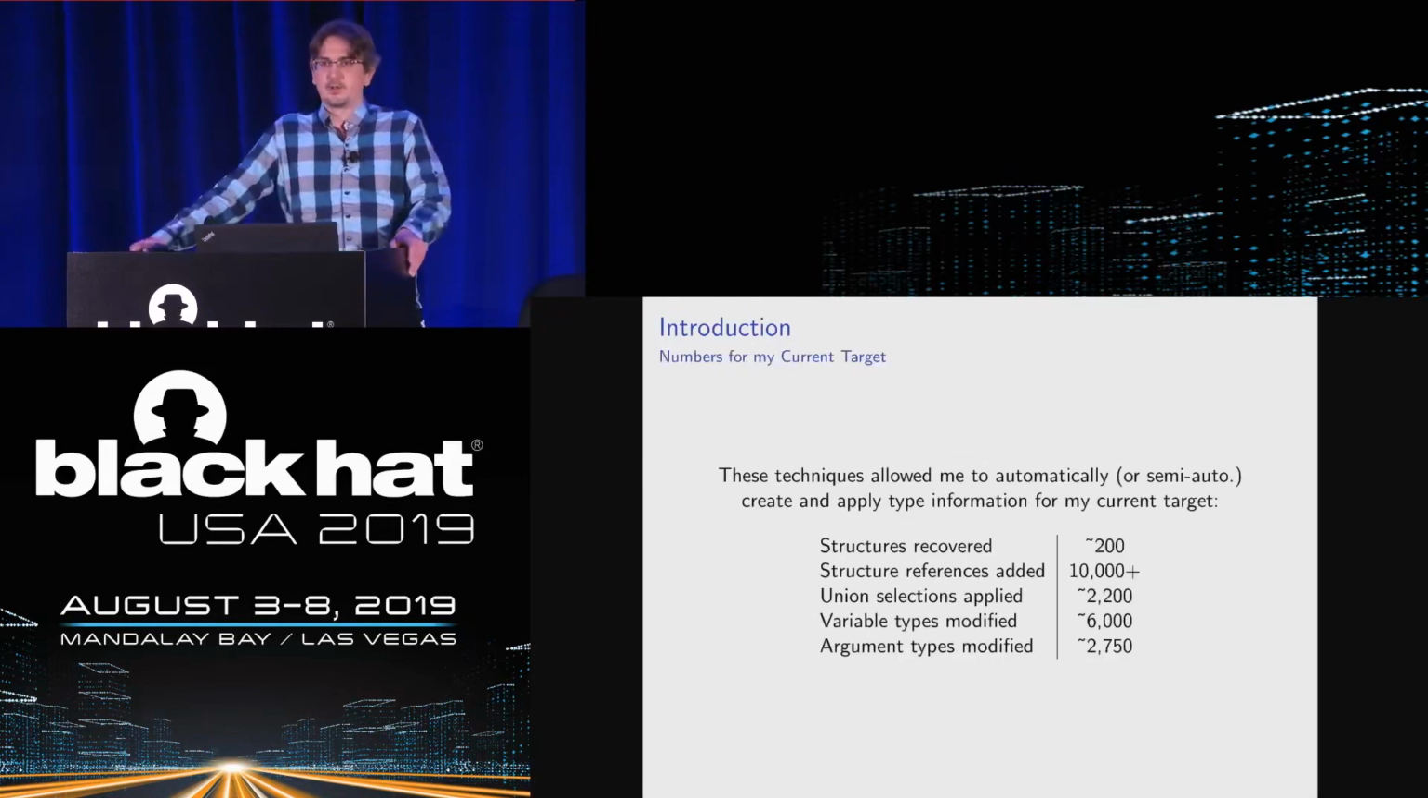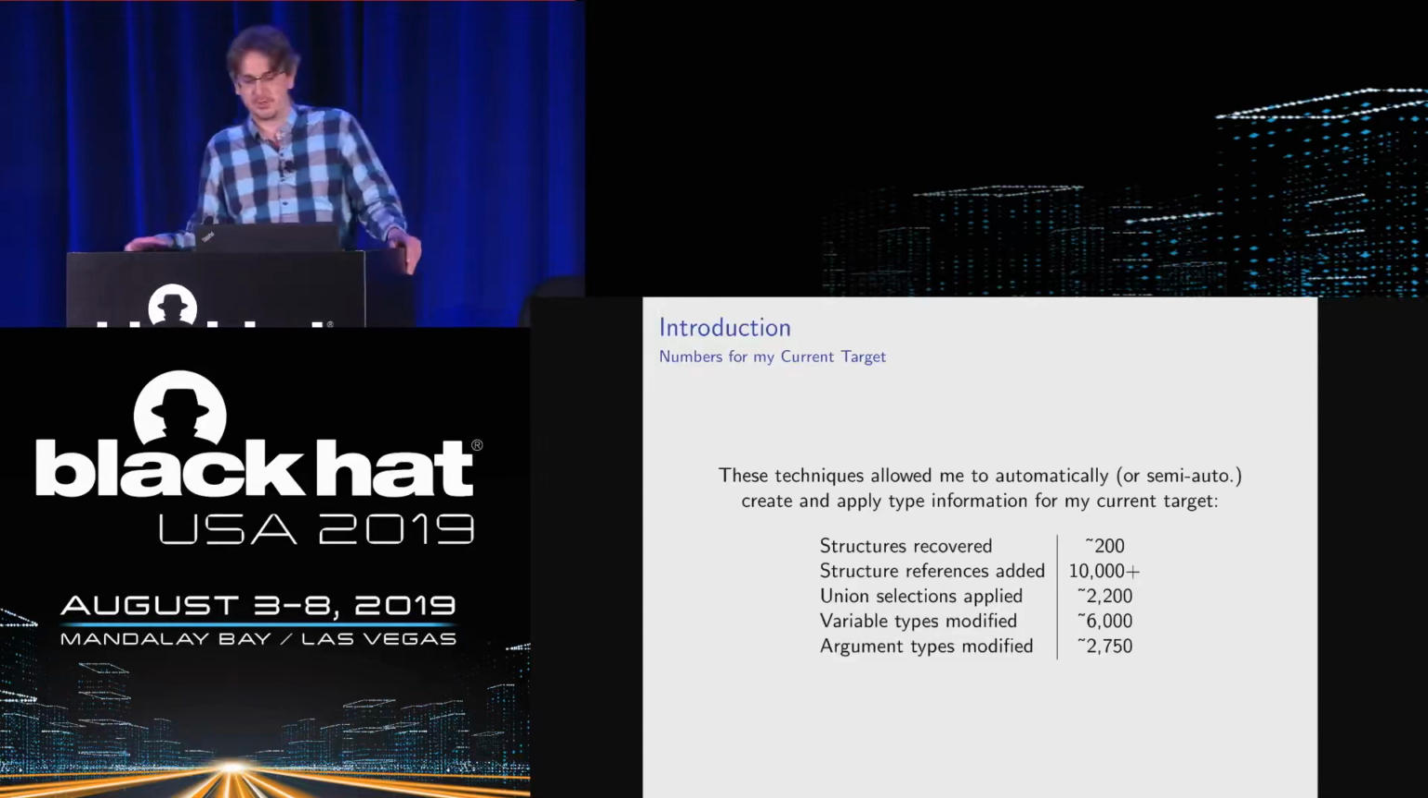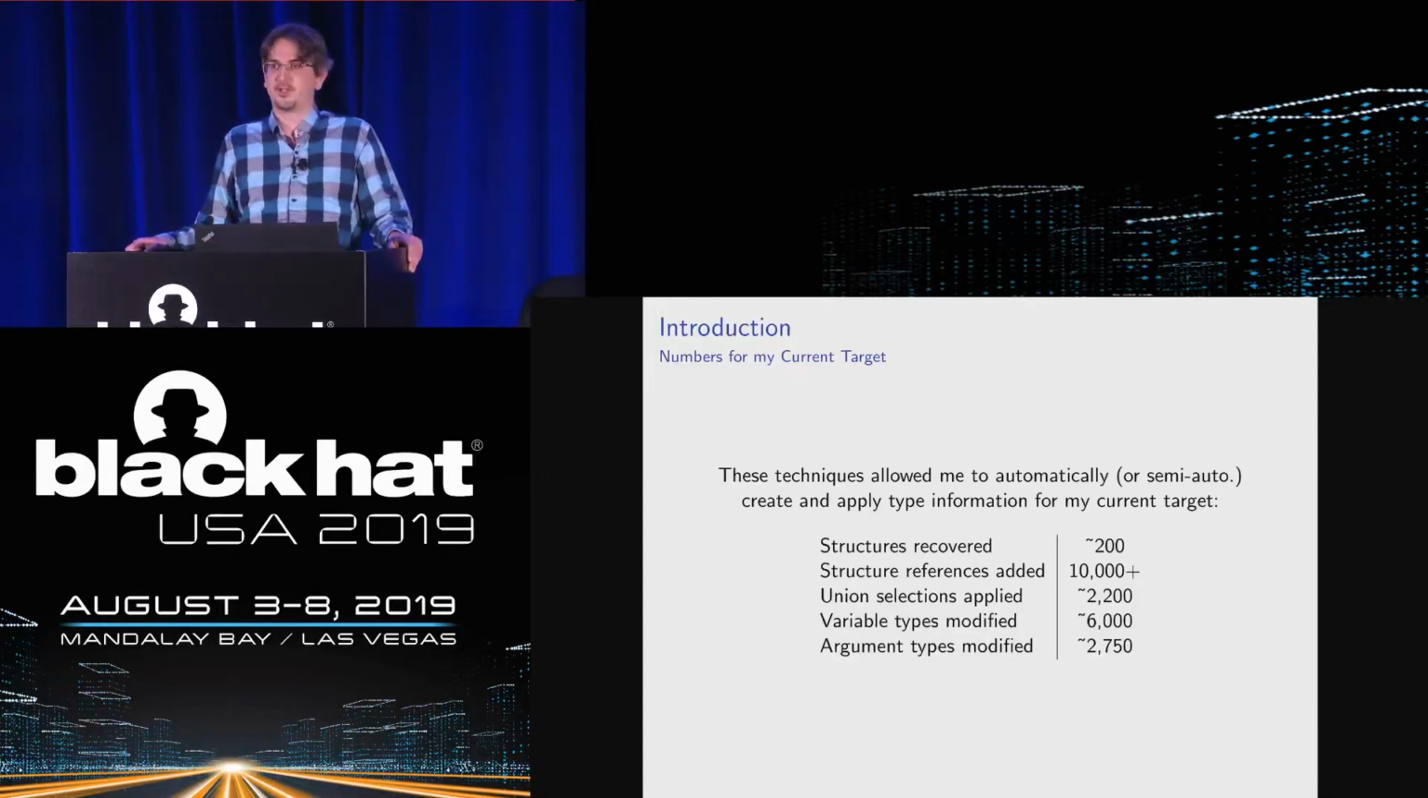So once I really got in the swing of applying these techniques, I found that I was applying more type information to my database in a matter of days than I had in 6 weeks of manual reverse engineering. For one of the targets I've been looking at, these techniques helped me to recover about 200 structures and set the types for about 6,000 variables in Hex-Rays automatically, and apply tens of thousands of structure offsets in the disassembly listing, all in an automated or semi-automated fashion.